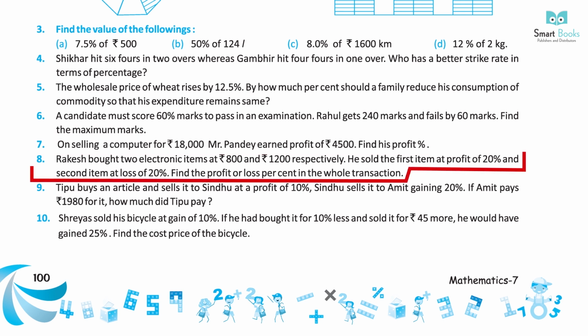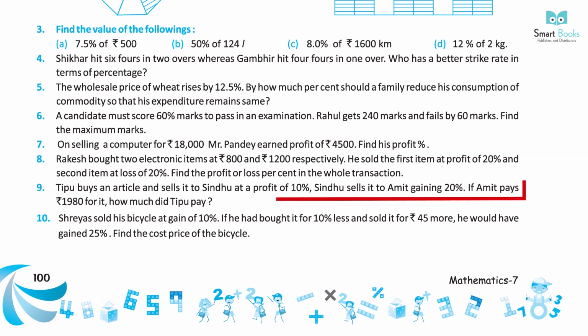Solution: 33.3%. Question 8. Rakesh bought 2 electronic items at rupees 800 and rupees 1200 respectively. He sold the first item at a profit of 20% and the second item at a loss of 20%. Find the profit or loss percent in the whole transaction. Solution: loss 4%.